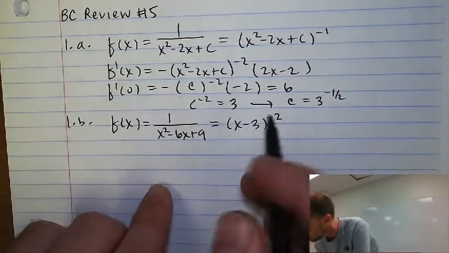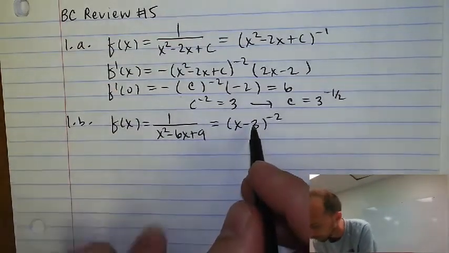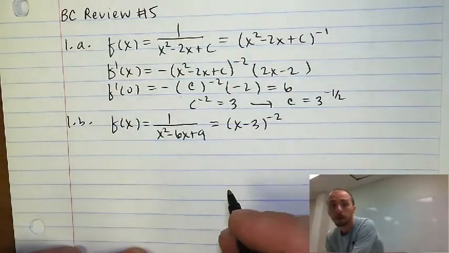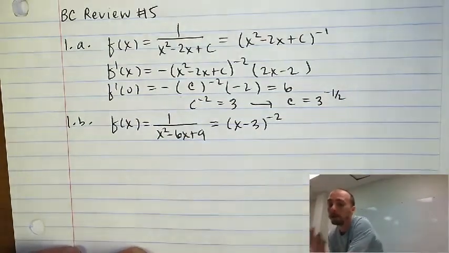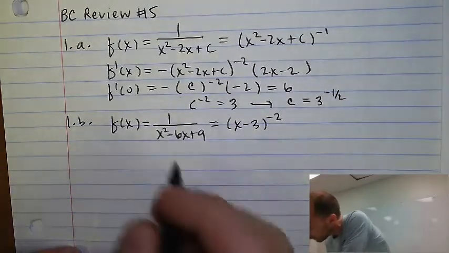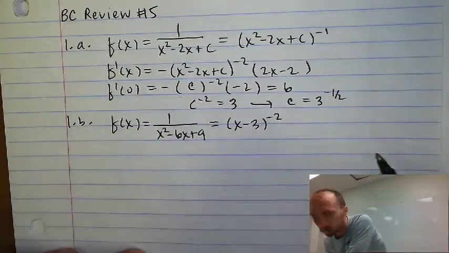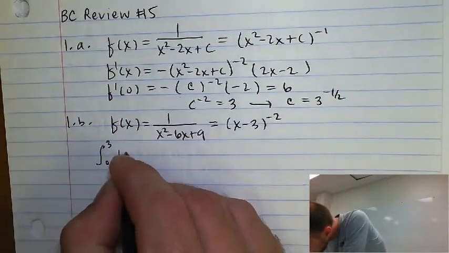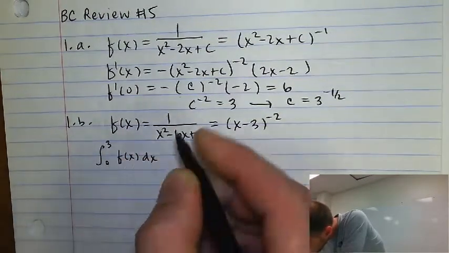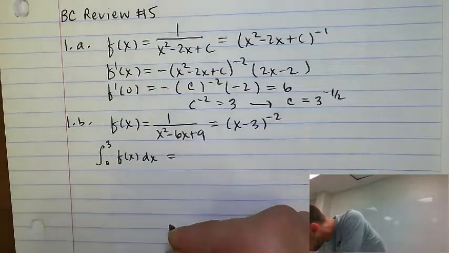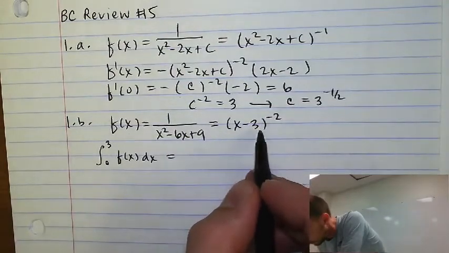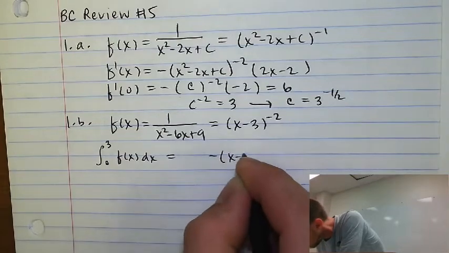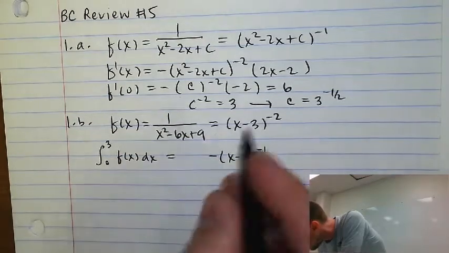And why is it improper? It's because if I plug in 3, one of the bounds of integration, I'm going to get a division by 0. Okay? And as you might recall, that doesn't always mean that our integral fails to exist. We have to consider a limit of an integral. So the integral from 0 to 3 of f is going to be equal to, well, I can find an antiderivative of this. That's going to be the negative of x minus 3 to the negative 1.